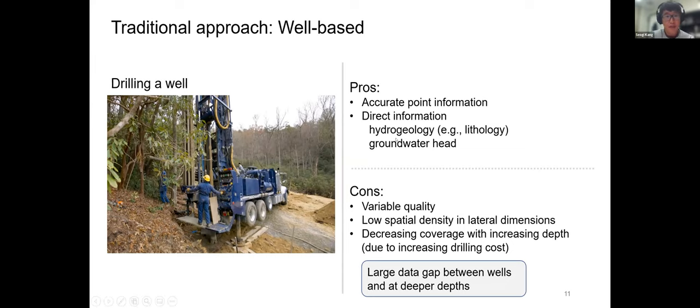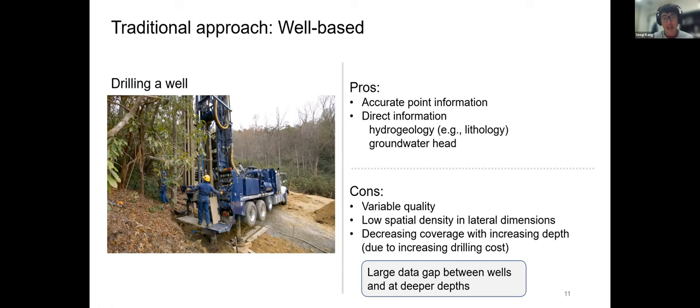As you can imagine, what this well-based approach provides is accurate point information. It also provides direct information about the hydrogeology or lithology and the groundwater head, because we can measure the groundwater elevation under the ground. But the downside of this approach is actually sometimes surprising. The quality of the well data is variable. If you have worked on any types of well data, it's surprising, but the quality really varies. And sometimes it's pretty hard to assume that your well data is ground truth.